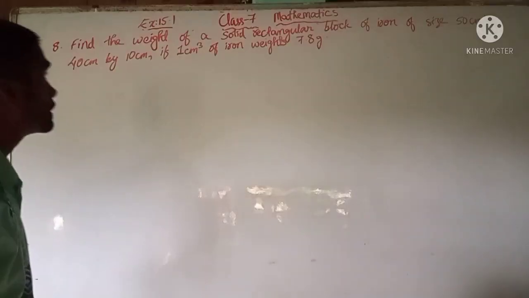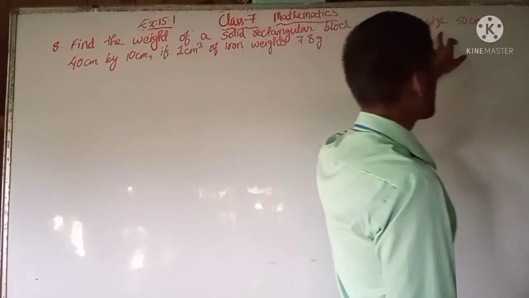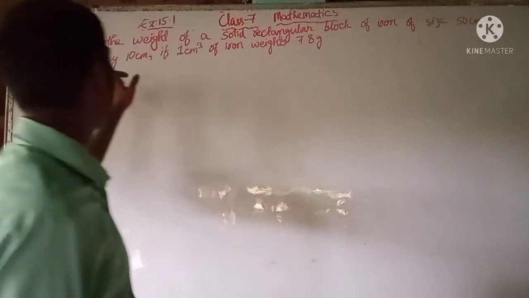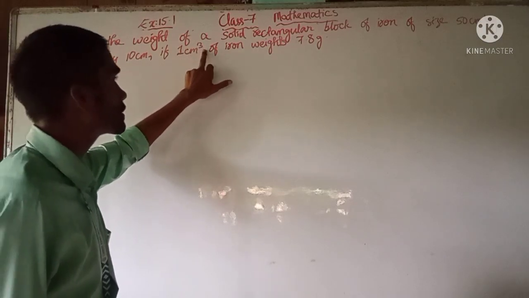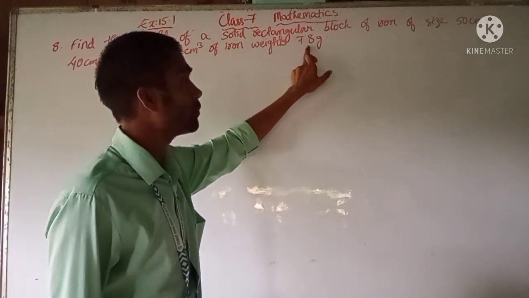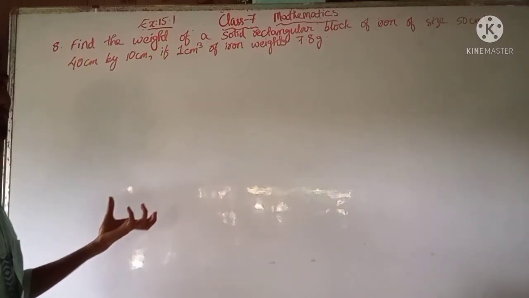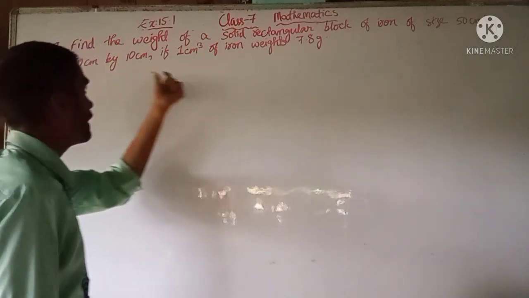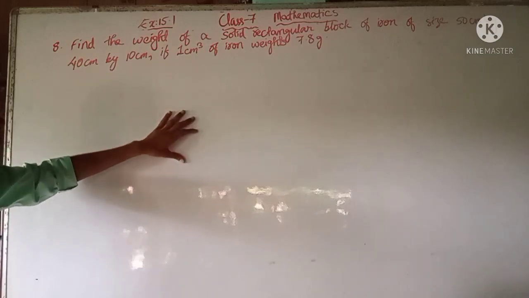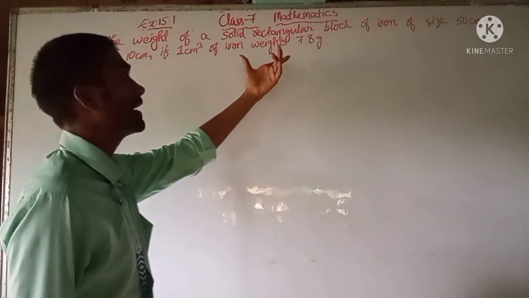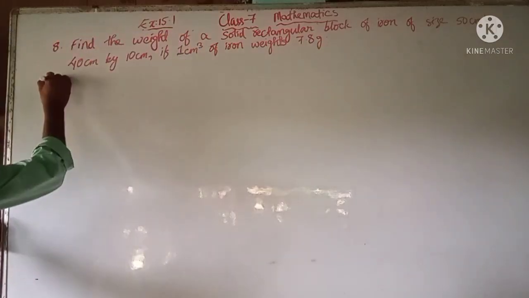Okay, now question number 8. Find the weight of a solid rectangular block of iron of size 50 centimeter by 40 centimeter by 10 centimeter, if 1 centimeter cube of iron weighs 7.8 gram. Here we need to find the weight of an iron block whose length, breadth and height are given here. So first we will find the volume of that iron block, and then we will multiply it with the weight, that is 7.8 gram.